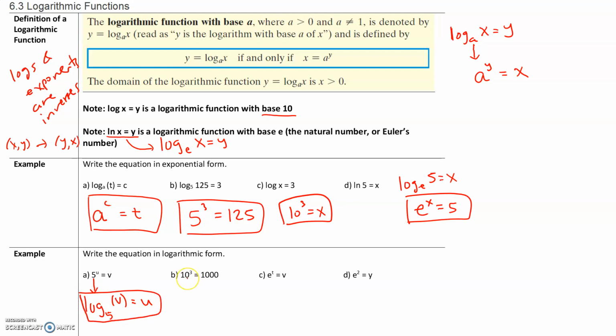Next one, we have a base of 10. So we're going to have log base 10. The 1000 and 3, they reverse sides, so the 1000 comes to the left and the 3 goes to the right. Now, log with the base 10, we don't write the 10. It would be incorrect. So we're going to write this as log of 1000 equals 3.